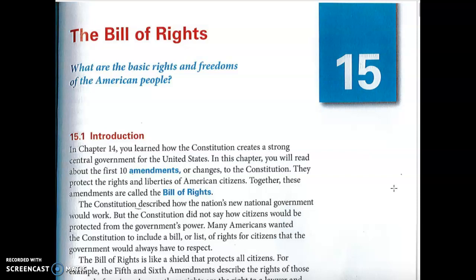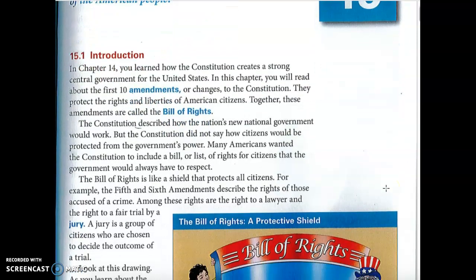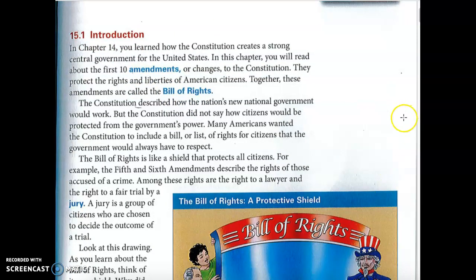The Constitution described how the nation's new national government would work. But the Constitution did not say how citizens would be protected from the government's power. Many Americans wanted the Constitution to include a bill or list of rights for citizens that the government would always have to respect. The Bill of Rights is like a shield that protects all citizens.